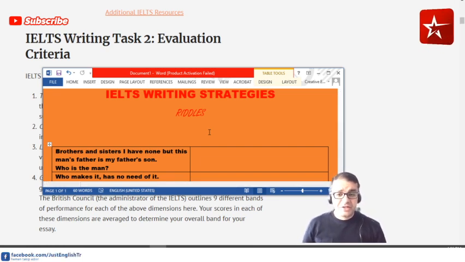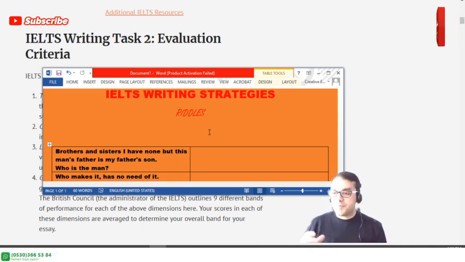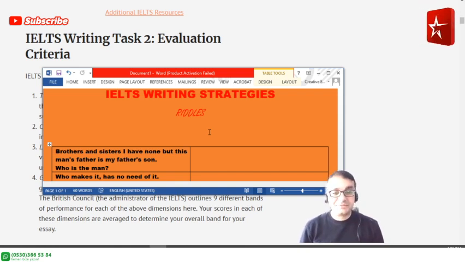Again, brothers and sisters, I have none, but this man's father is my father's son. Who is this man? Who can give me the answer? I want you to think, because consider this as part of what you're going to write. What you're going to write in the paragraph is the way you think in English, how you think the tactic works. So, I want you to answer this question. Who can give me the answer, folks? Mustafa, Yeliz, who can give me the answer?